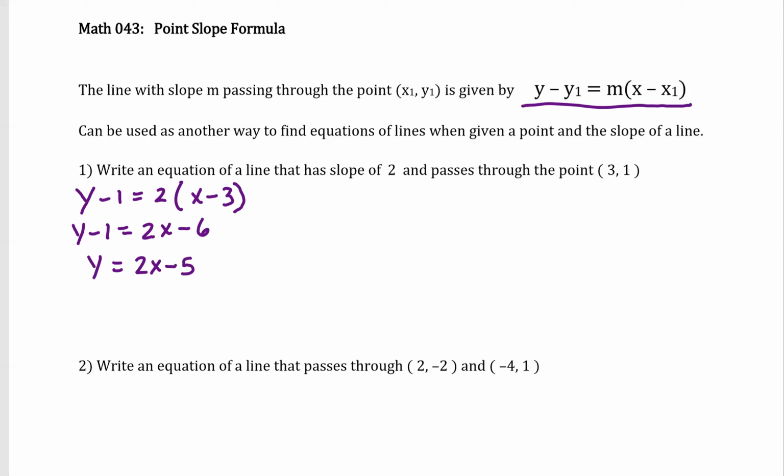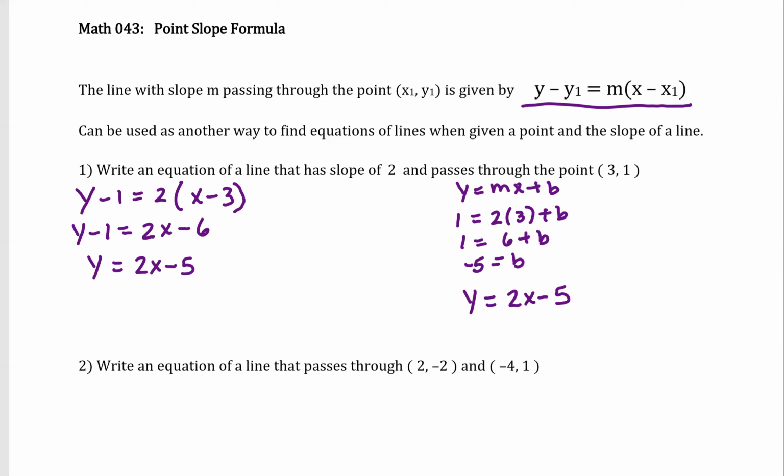Just to parallel this with what we learned in the last lesson of y equals mx plus b, which is slope-intercept form, we would substitute in the values that we know. Solve for b, and then rewrite the equation with the slope and the y-intercept. You can decide which way you would like to do your work because all lines will be written in slope-intercept form for your final answers.